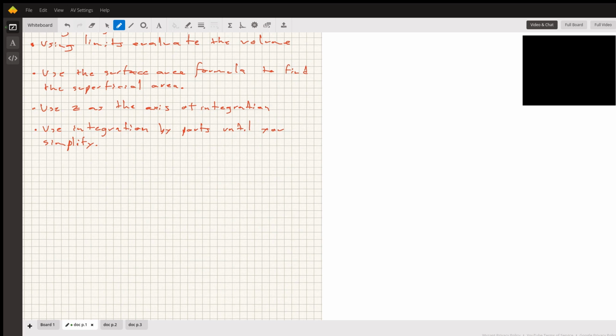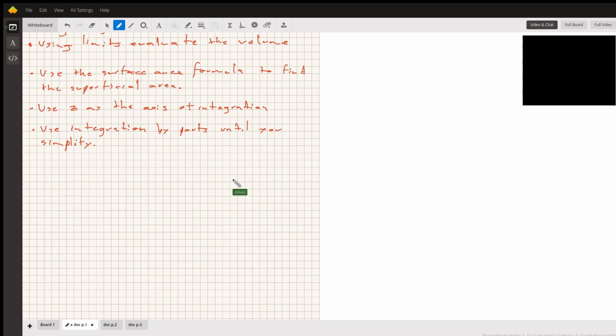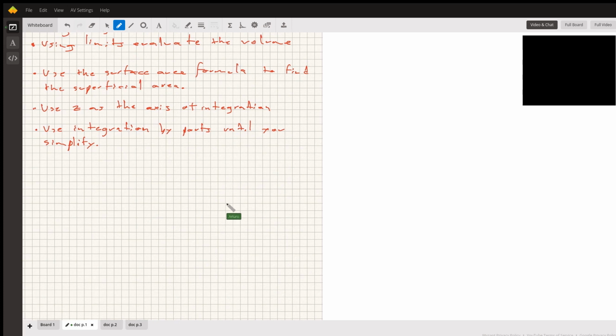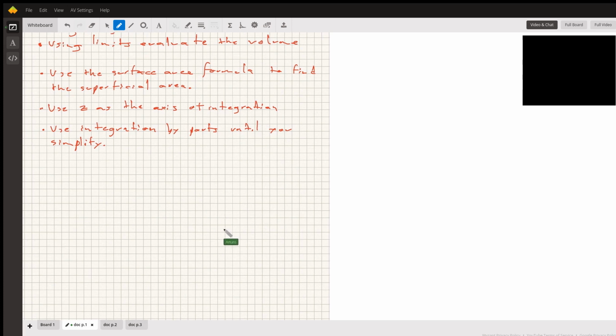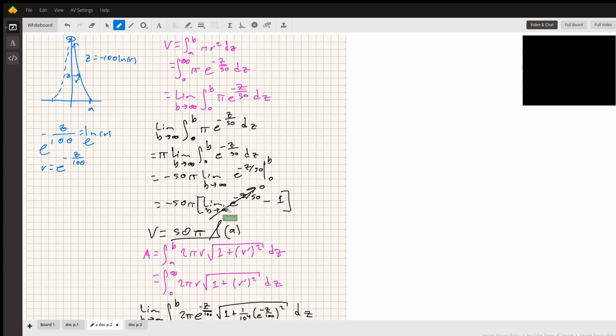Yes. And then I use the z-axis, like I said, for the integration, and then use integration by parts for some of the integrals for the surface area until it gets simplified. So I'm just going to show you real quick what I did in document 2.